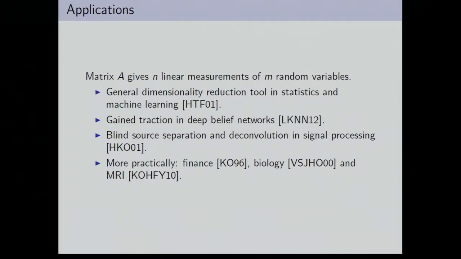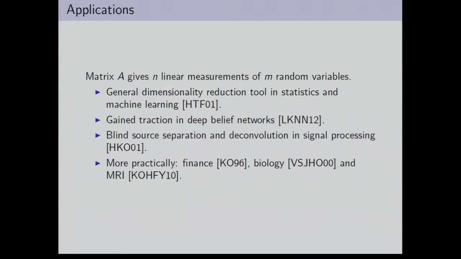The way this problem crops up is that it's used as a general dimensionality reduction tool. When you have some data, you run PCA, that doesn't work out so well, you go to ICA and random projections. It's standard enough that it's in the Bible, The Elements of Statistical Learning, and that's what that citation there is. Recently, it's gained traction in deep belief networks. If you've been following the New York Times, Google has been building these really big neural nets, and this is used to sparsify the layers.